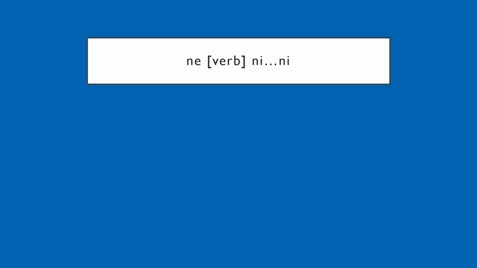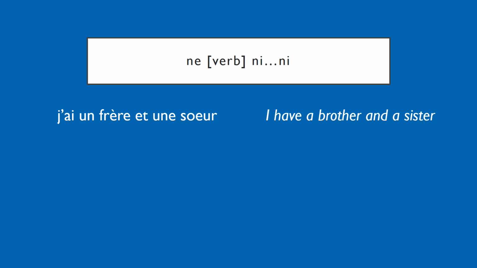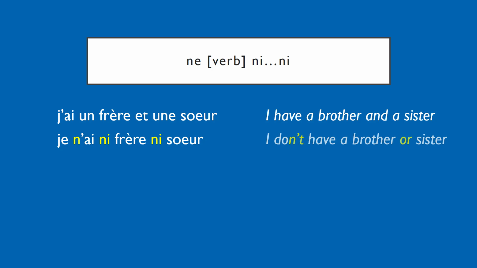So the structure of this is very much the same as what we've seen before. We have ne, then the verb, then ni, something, ni, because of course neither nor is used to talk about two different things. So take for example, j'ai un frère et une sœur, that is, I have a brother and a sister. If we said je n'ai ni frère ni sœur, that would be I don't have a brother or a sister. Of course, you could also say I have neither a brother nor a sister, but I think in English we tend to say don't have X or Y. Just remember that in French, both of those are expressed using ni.